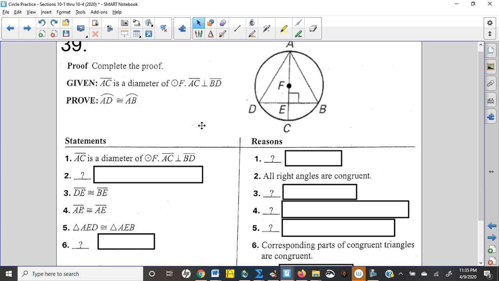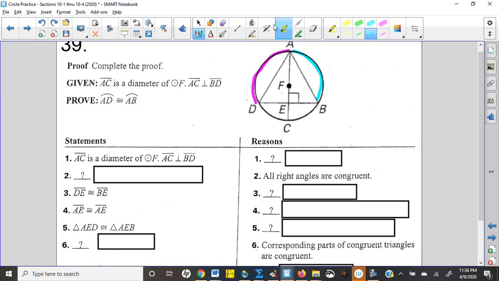So what they give us is they give us a diameter AC, which is bisecting chord DB. Nope, they didn't say it was bisecting, sorry, they said it was perpendicular. So there's the perpendicular relationship. And they want us to prove that arc AD right here is congruent to arc AB right here.